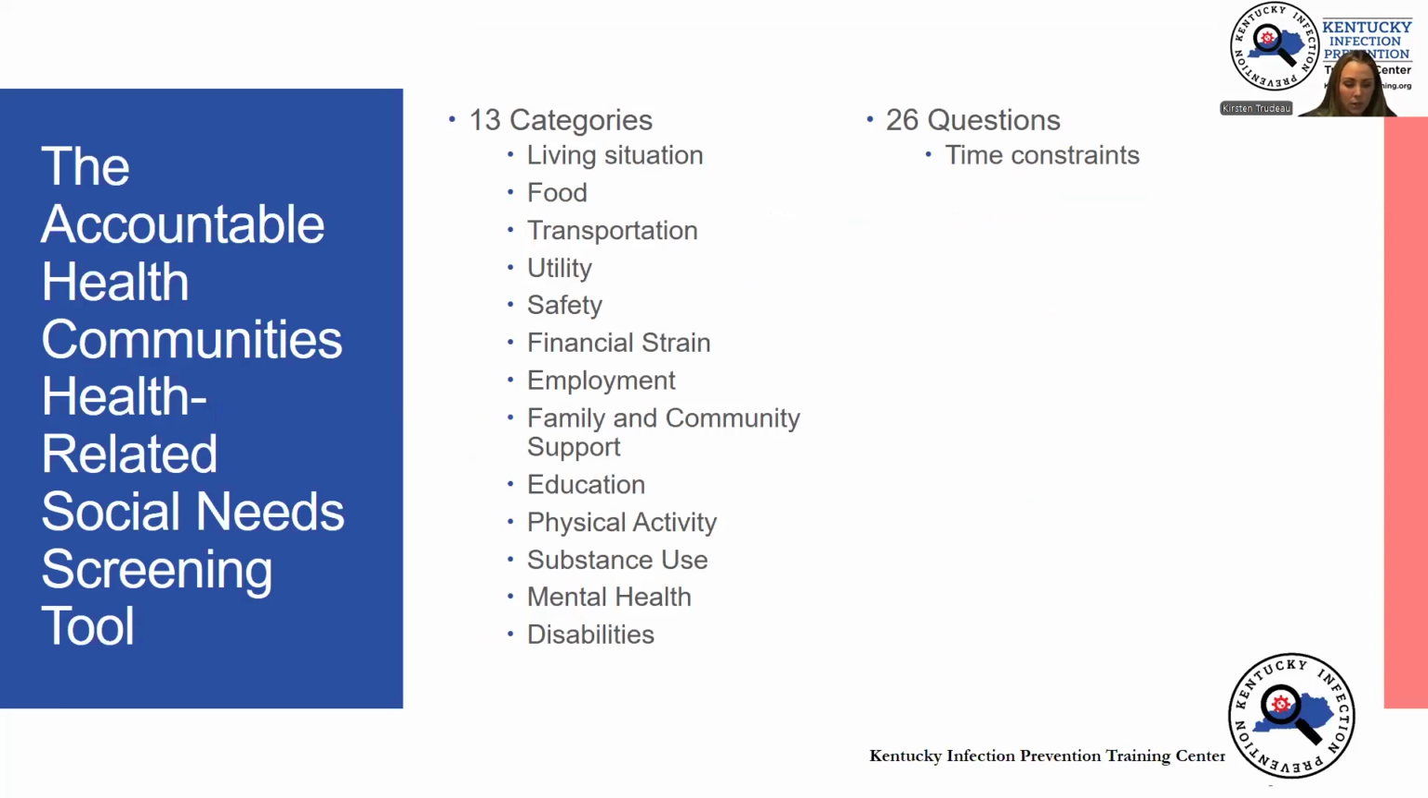As such, they've created a tool, the Accountable Health Communities Health-Related Social Needs Screening Tool, which they have implemented with community partners across the U.S. to see how this implementation would work. So this tool addresses many different categories, as you can see here. There are 26 questions on this screening tool, so you must consider how long it would take to go through this screening tool and really address all of the answers provided by the patient.